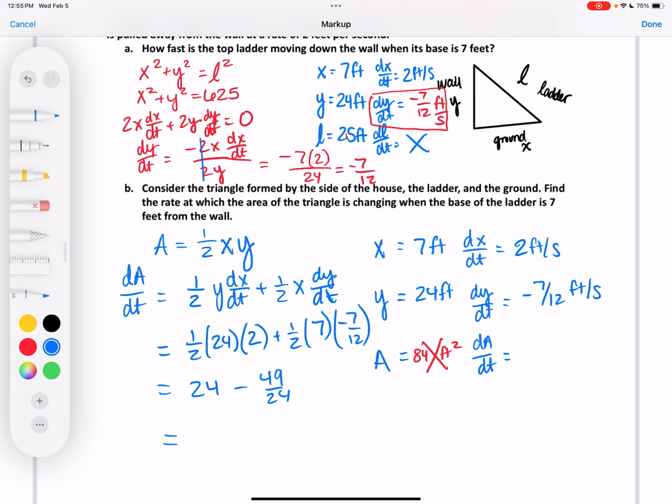So we always multiply y by dx/dt, and then x times dy/dt. Well, this was a product rule. Or I just mean like when we're.